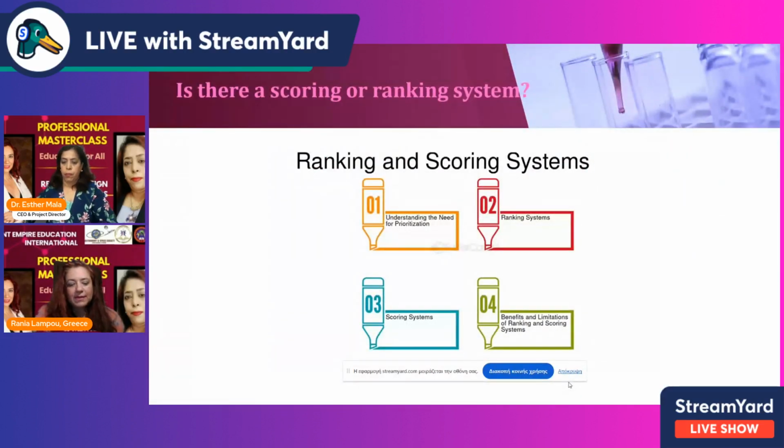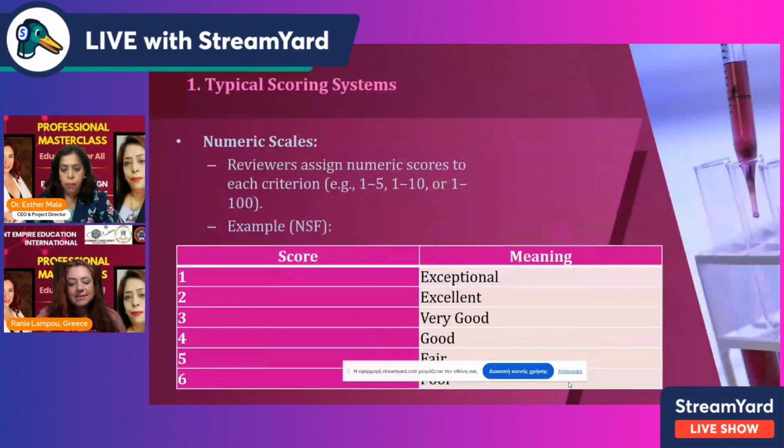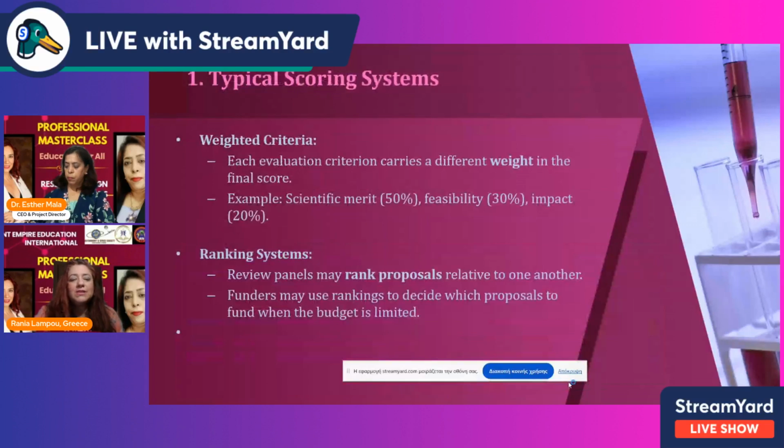Now, about the scoring and ranking system. Most funding agencies use a scoring or ranking system to evaluate proposals, though the exact system varies by funder. Understanding how your proposal will be scored can help you tailor your writing to maximize points. Typical scoring systems include numeric scales: reviewers assign numeric scores to each criterion. Here you can see exceptional, excellent, very good, etc. There are also weighted criteria: each evaluation criterion carries a different weight in the final score. About ranking systems, review panels may rank proposals relative to one another. Funders may use rankings to decide which proposals to fund when the budget is limited.